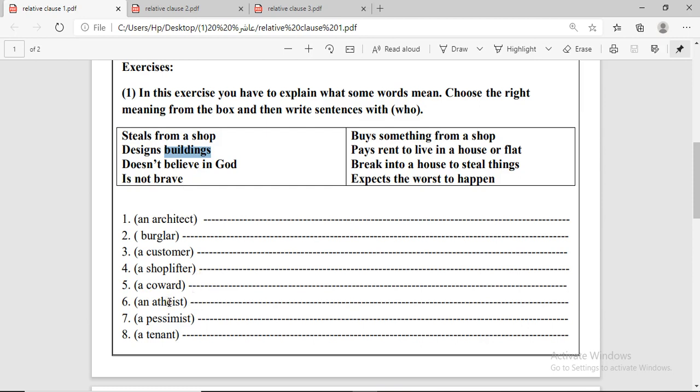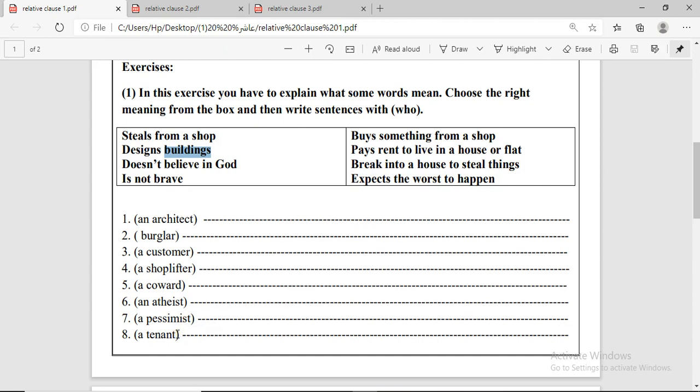An atheist is someone who doesn't believe in God. An atheist, again, is someone who doesn't believe in God. A pessimist, متشائم, is someone who expects the worst to happen.